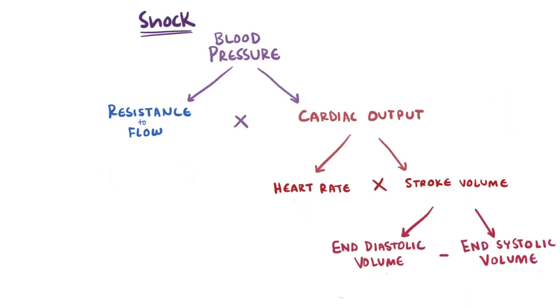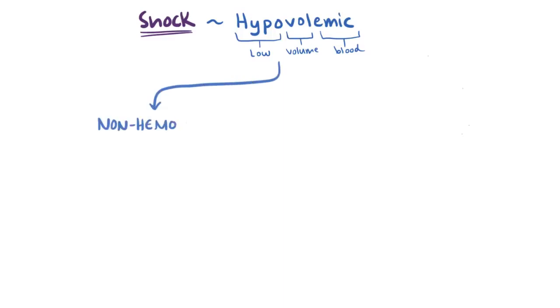Alright, now keeping all those in mind, shock can be caused by a whole bunch of different things, but we can categorize the different types of shock into three main categories, along with some subcategories here and there. The first category is called hypovolemic shock. Hypo means low, vol refers to volume, and emia refers to the blood. So hypovolemic shock is shock induced by a low fluid volume of blood. And this could be either non-hemorrhagic or hemorrhagic.